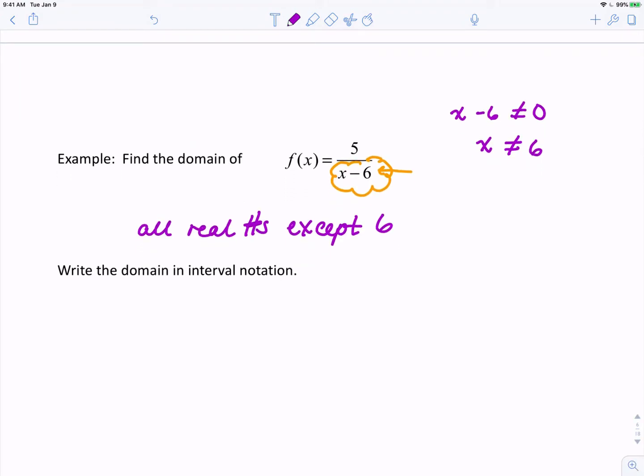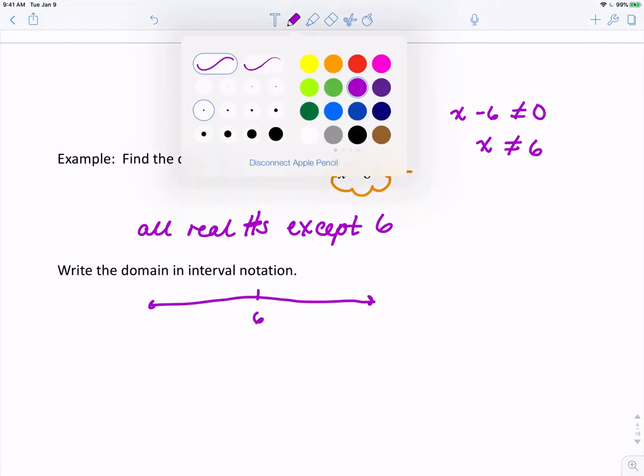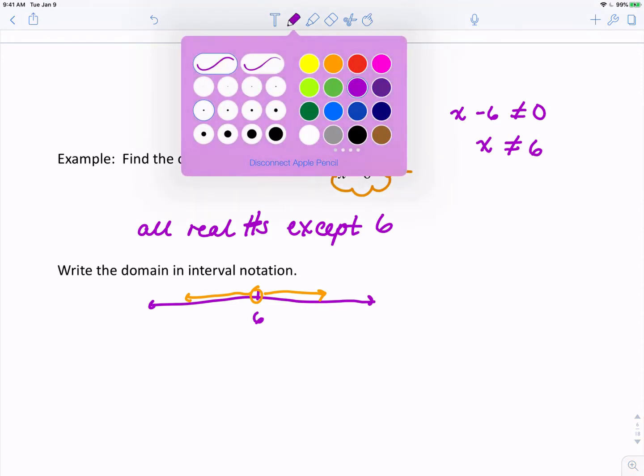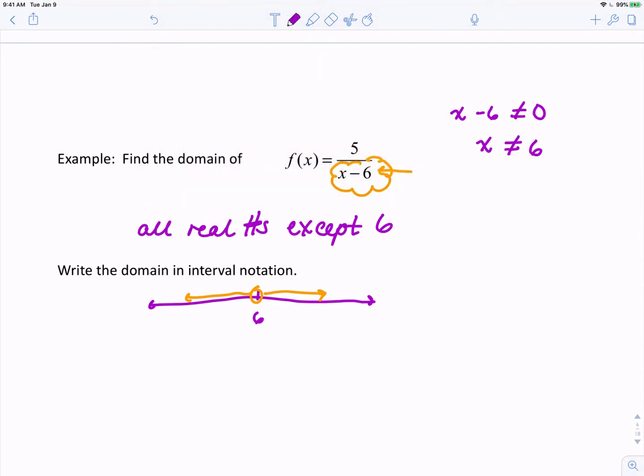Now we're often asked to write these in interval notation, meaning in symbols instead of as a phrase. One way that is sometimes helpful is to think about what the graph of all real numbers except 6 looks like. It would look like this: all the numbers to the left of 6, all the numbers to the right of 6, but just not 6. Sometimes a picture helps me write the interval notation because I can see it comes in two pieces. This piece on the left starts at negative infinity and goes up to 6, but doesn't include it. And the interval on the right starts at 6 and keeps going to infinity, but doesn't include 6.